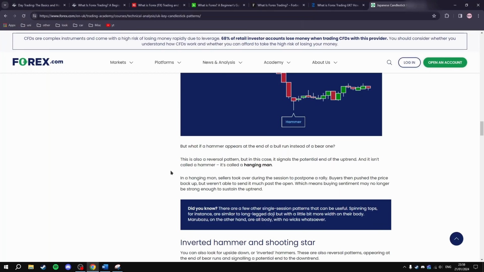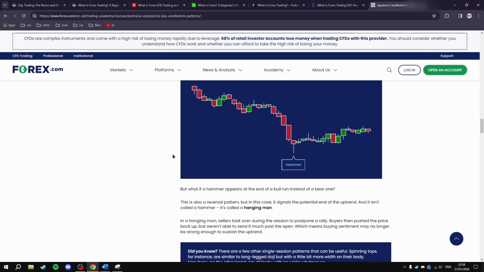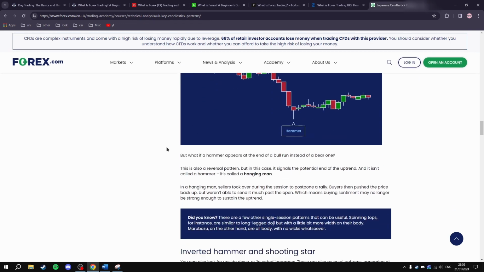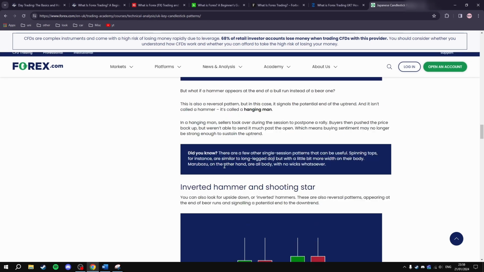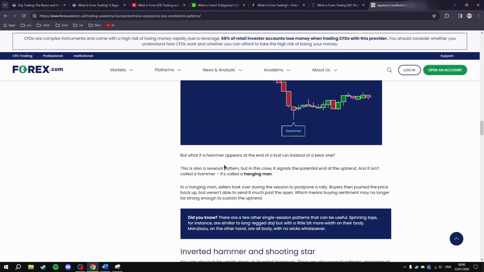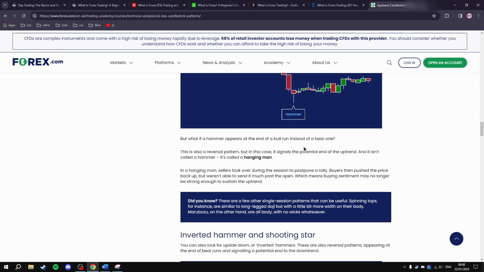But what if a hammer appears at the end of a bull run instead of a bear one? This is also a reversal pattern, but in this case it signals potentially the end of an uptrend and isn't called a hammer, it's called a hanging man. In a hanging man, sellers took over during the session to postpone a rally. Buyers then pushed the price back up but weren't able to send it much past the open, which means buying sentiment may no longer be strong enough to sustain the uptrend.